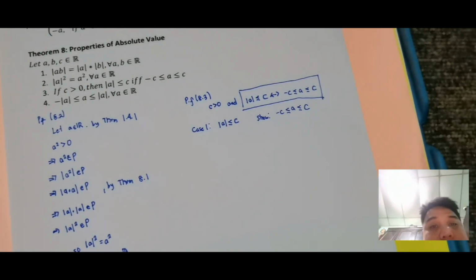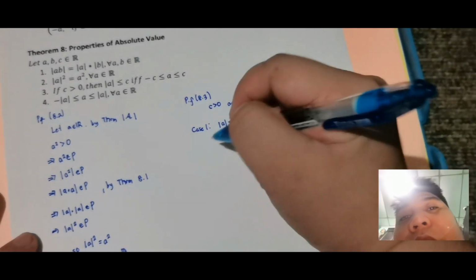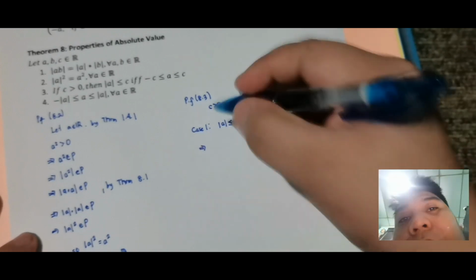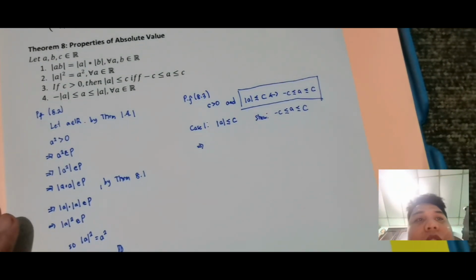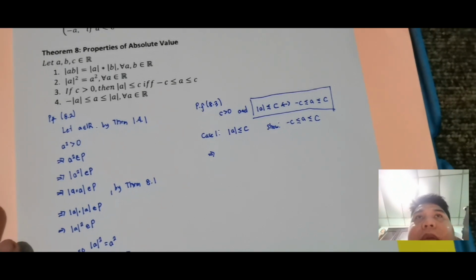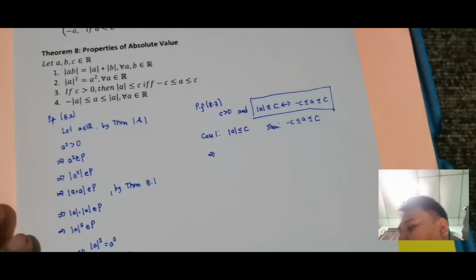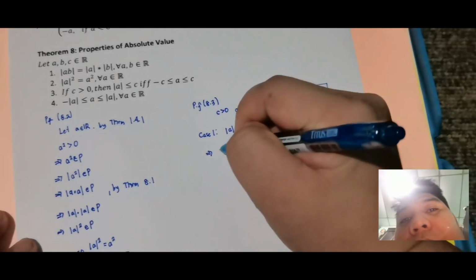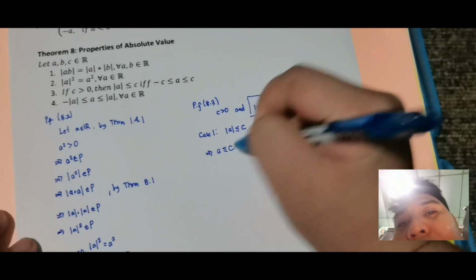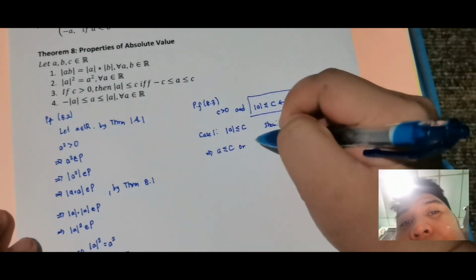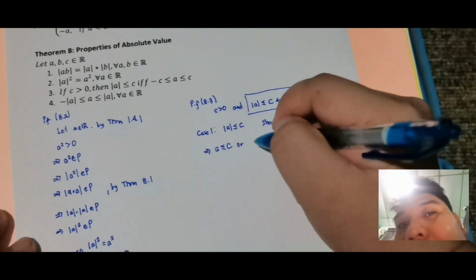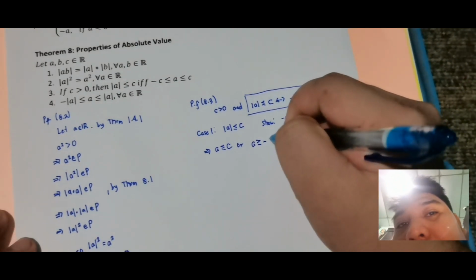Okay, so from here, what do we do? When we define the absolute value, this implies that the absolute value of A is greater than or equal to C. What are the possible things that can happen there? First, A less than C. Okay, so that's one. Second, or A is greater than or equal to negative C.